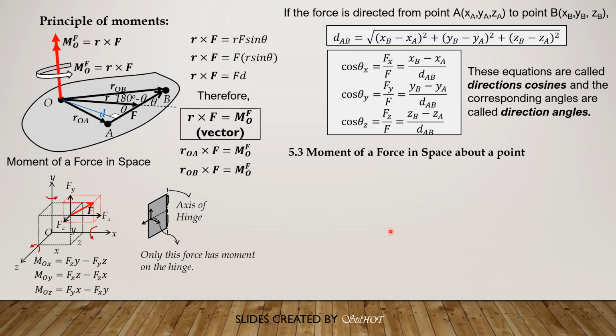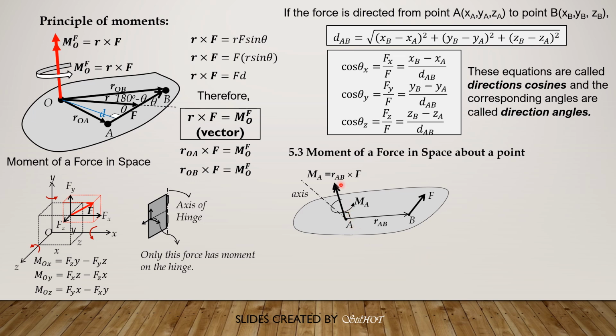So, moment of a force in space about a point. We already defined this as equal to position vector r from the moment center to any point on the line of action, cross the force. So in this case, r_AB cross F, and the moment is a vector and it is perpendicular to the plane of the force. So that's the sense. And what if we have to compute the moment of a force about this axis, which is not perpendicular to the plane of the force and in general is inclined?